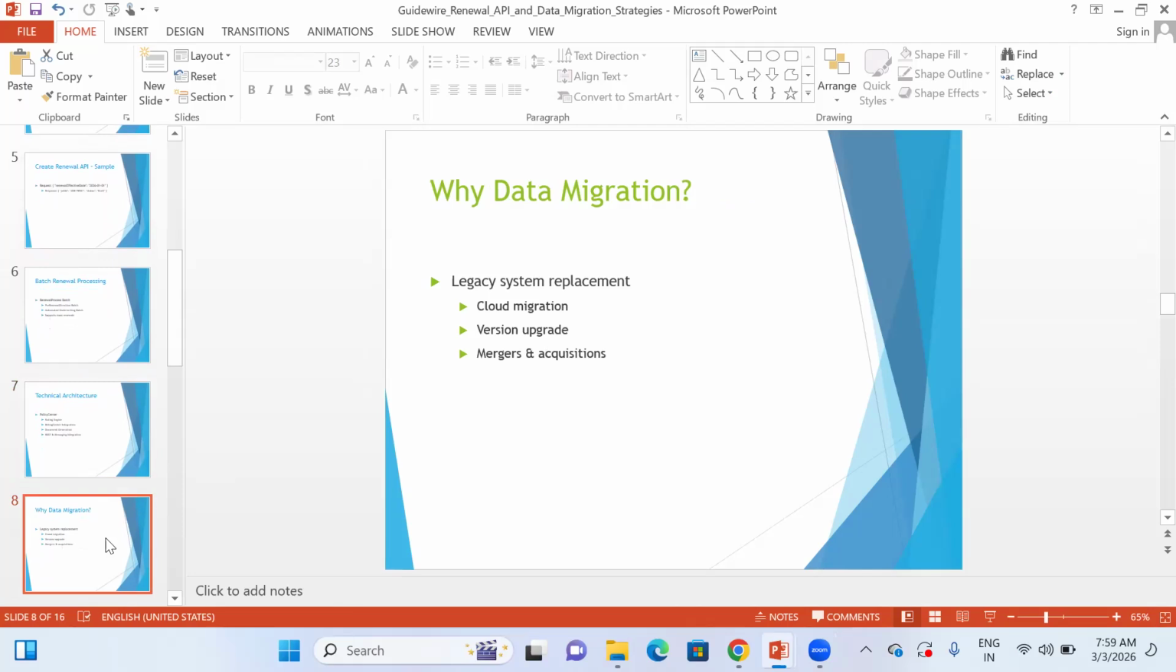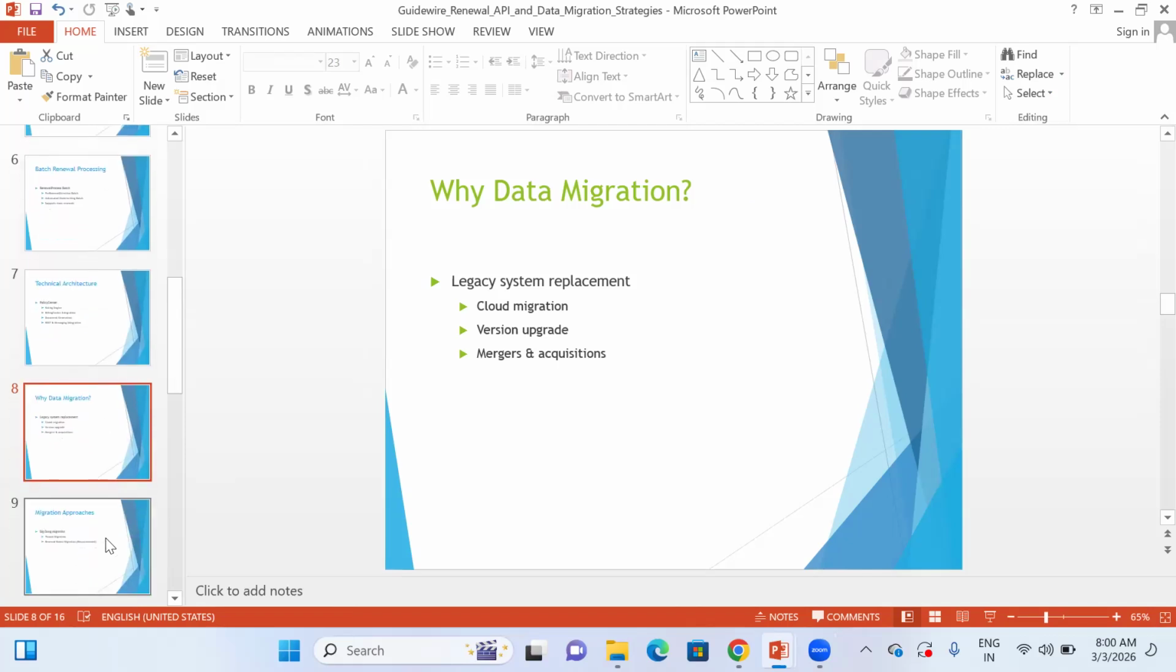Next, why data migration? For what purpose is data migration being used? Data migration is used when we want to migrate the data from one system to another system, because if you want to replace any kind of legacy system we have, legacy system replacement, right? So when you are going for any cloud migrations, or upgrading any kind of versions, or any mergers and acquisitions, everything will be part of data migration only.